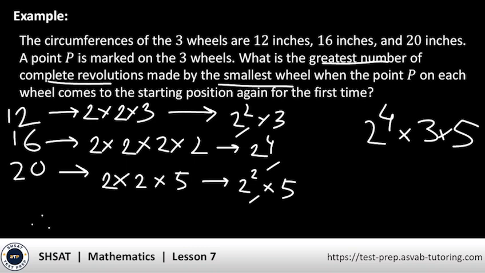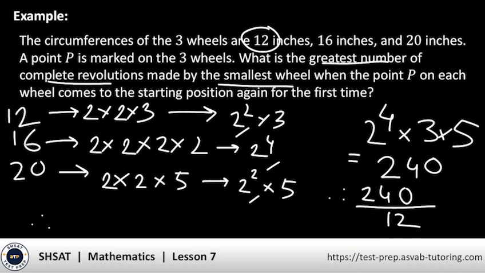So that gives me what? 2 to the power 4 is 16. 16 times 3 times 5. So 16 times 15 gives me 240. That's not my answer because the question asks for the greatest number of complete revolutions made by the smallest wheel. The smallest wheel has how many inches? That's 12 inches. So the smallest wheel is going to have 240 divided by 12. So 12 times 2 is 24 and then it's just a 0. So the final answer to this is 20.